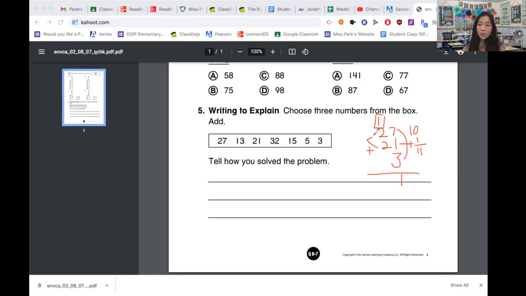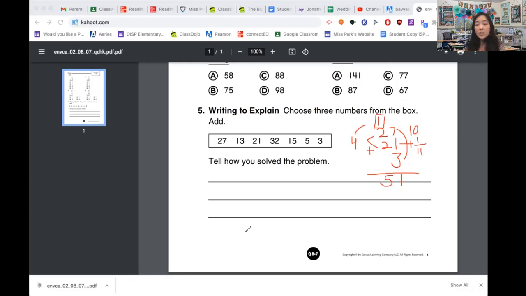Well, I know 2 plus 2 equals 4. So if I add 1 more, that would give us 5. Okay, so we've done all 3 steps. So what is our answer? 51. Now it says, tell how you solved the problem.